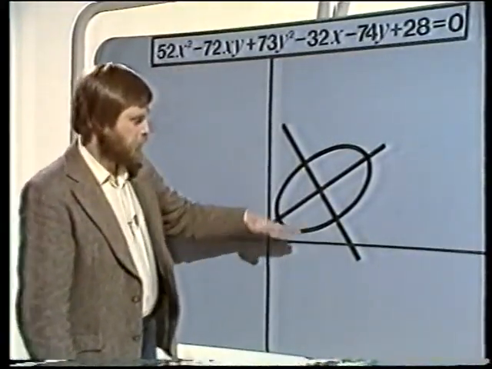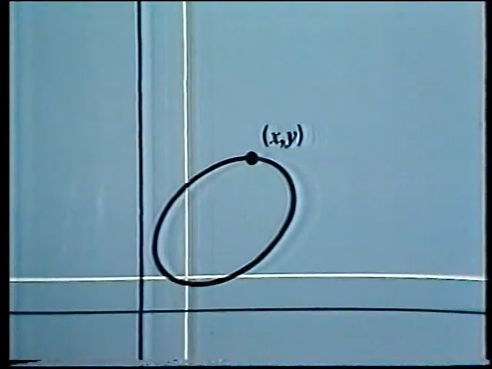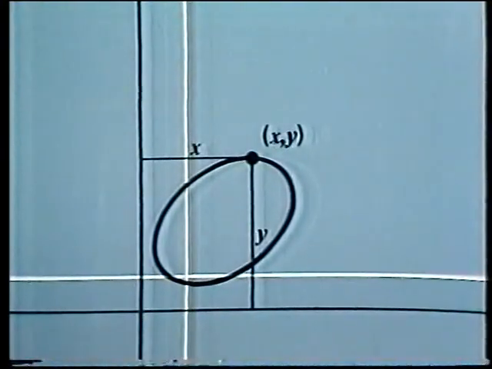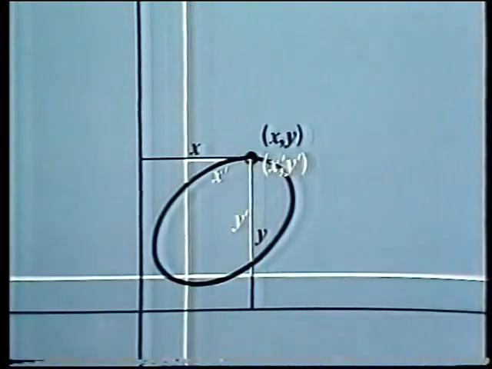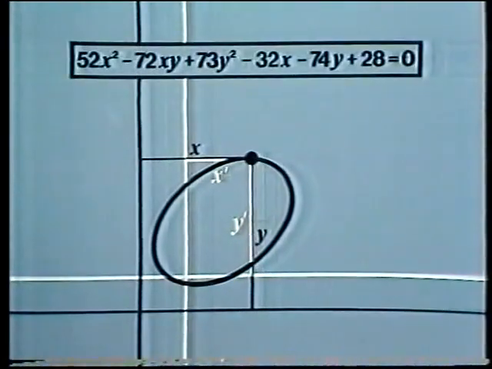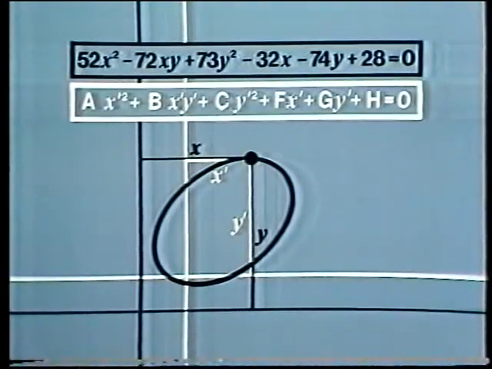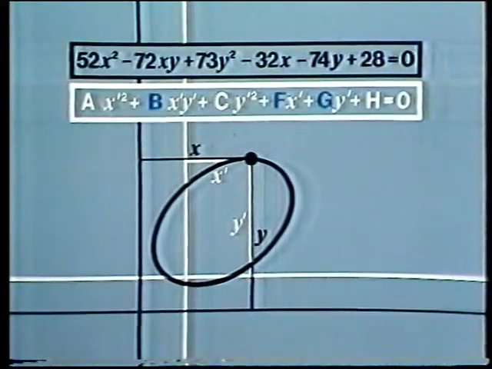Well, first, let's try the translation. Suppose we move our axes to here. For a point x, y, there will be new coordinates x dashed, y dashed. The curve can now be described by a new equation in x dashed and y dashed. The values of the coefficients will depend on how far we've moved the axes. Remember, we're trying to make b, f and g 0.